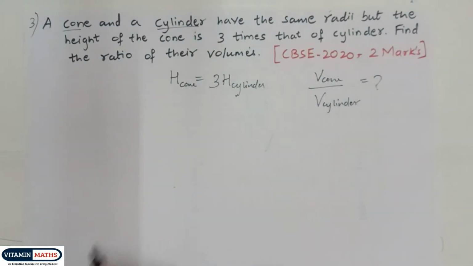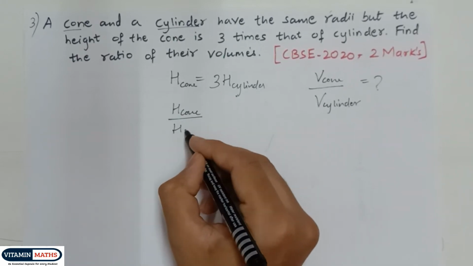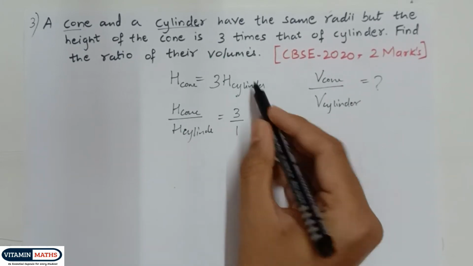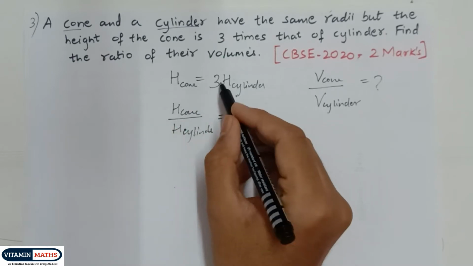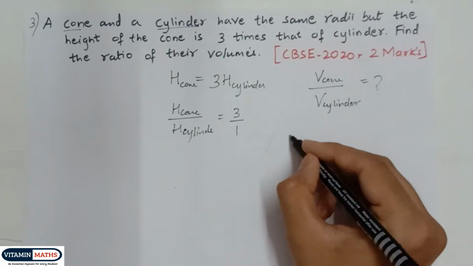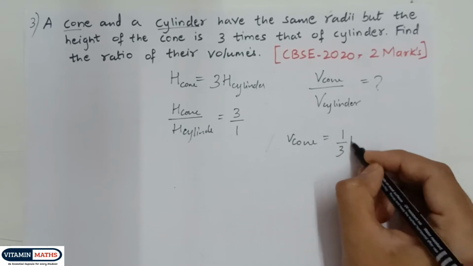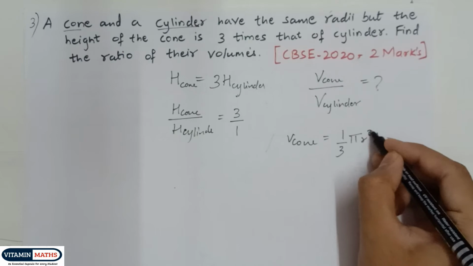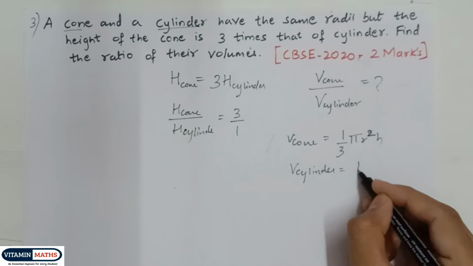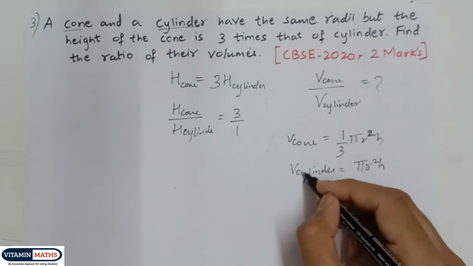So let's begin. We can write this as volume of cone divided by volume of cylinder, and the ratio of height of cone to height of cylinder is 3 by 1. So the ratio is 3:1. Now we have to find the volume of cone. We all know the volume of cone is 1/3 of pi r square h. But the volume of cylinder is pi r square h, not 1/3. The volume of cone is 1/3 the volume of cylinder.